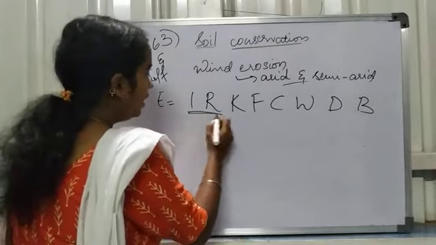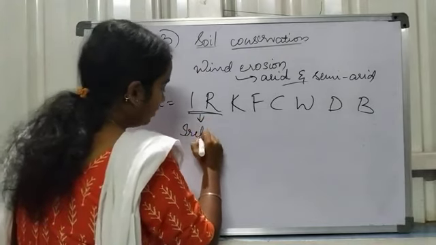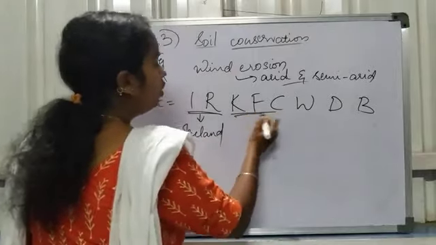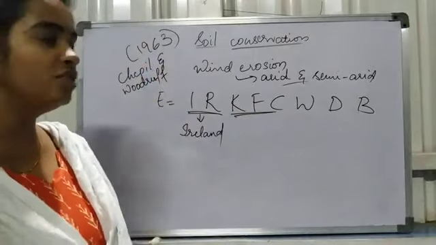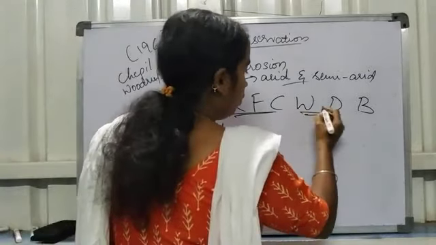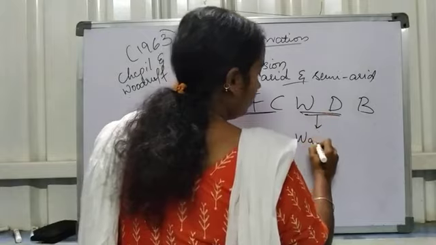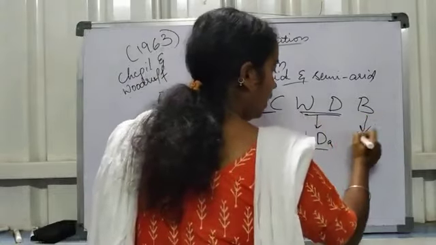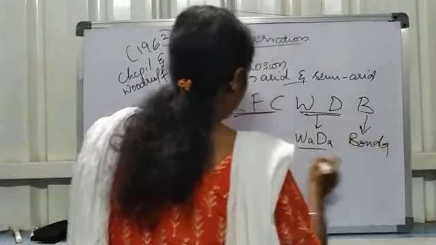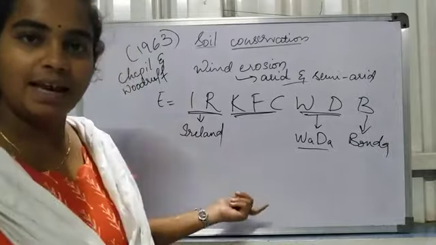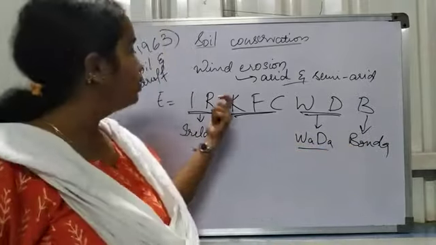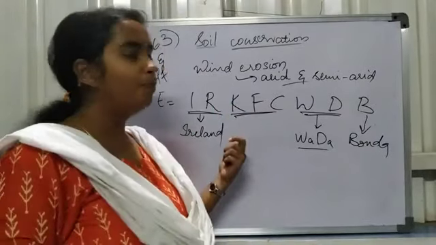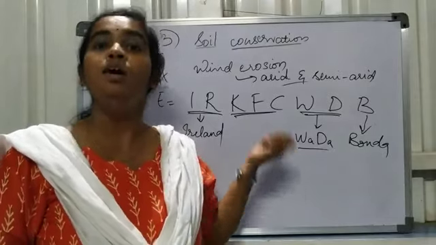Now I and R, you make it as Ireland. Ireland is a country, right? And next is KFC. All of you know about KFC, which is very famous for chicken. Next one is WD. What you can do with the WD is vada, right? Vada you can make out of WD, and for B you can make it bonda. So in Ireland, KFC is there where you get vada and bonda. So your formula is covered over here, and it is very easy to remember as well. And you will not be very confused in the exam if it is asked and you know the hint how to remember this.